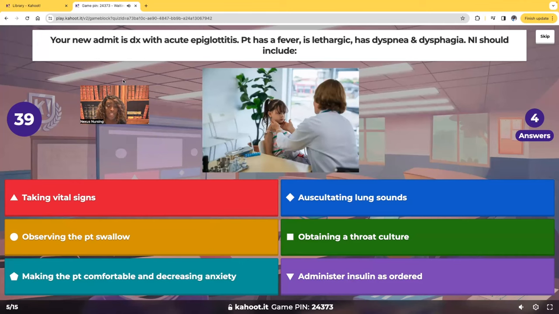You have a new patient. They've been diagnosed with acute epiglottitis. They have a fever. They are lethargic. They have dyspnea, which means they have difficulty breathing. They have dysphagia, which means they have difficulty swallowing. What nursing interventions are you going to include? Taking vitals, auscultating lung sounds, observing the patient swallowing, obtaining a throat culture, making the patient comfortable by decreasing anxiety, and administering insulin. Select all that applies.